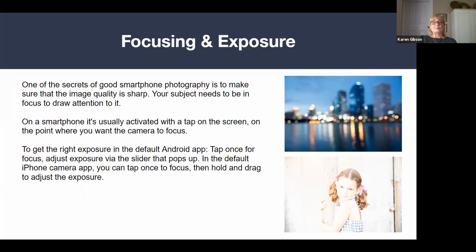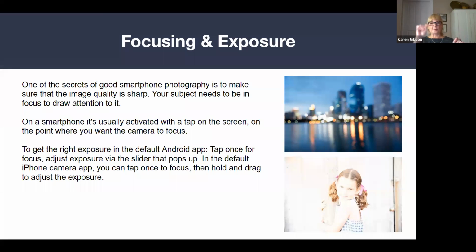One of the secrets of good smartphone photography is to make sure that the image quality is sharp. That's the major issue. Your subject needs to be focused to draw attention to it. On a smartphone, it's usually activated with a tap on the screen, on the point where you want the camera to focus. To get the right exposure, in the default Android app, like in my Galaxy, tap once to focus and adjust exposure via the slider that pops up.